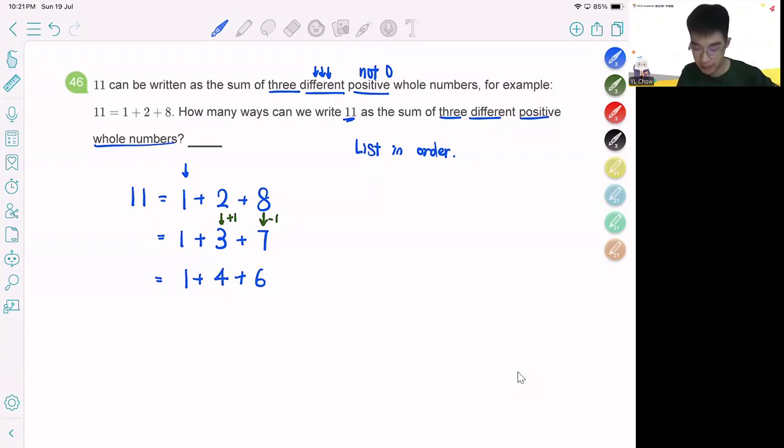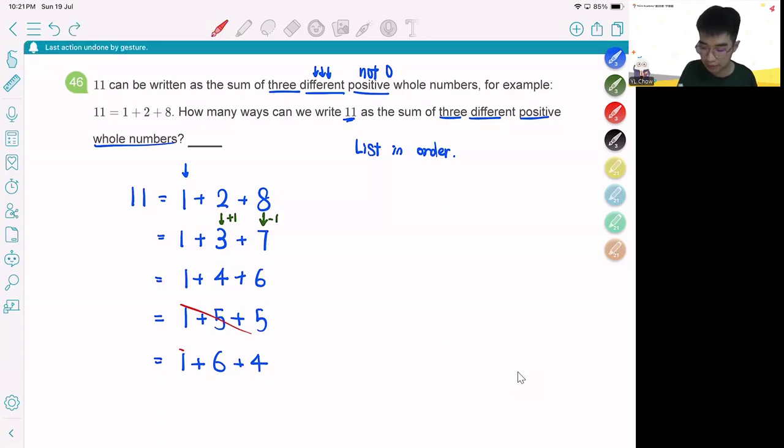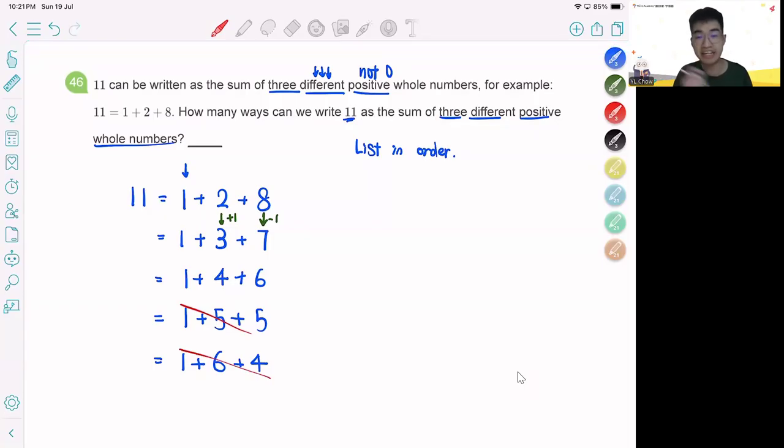Check along the way. Next, maybe we can try 1 plus 5 plus 5. The numbers repeat, so I cannot consider this case. And the next one will be 1 plus 6 plus 4. Now, do you notice something? It's the same three numbers, just in a different order. I already considered 1, 4, and 6. So 1, 6, 4 is a repeat. I don't need to consider this. In fact, the numbers are not listed in ascending order. So I can just stop here. Anything beyond 1 plus 7 plus 3, all these will be repeats.